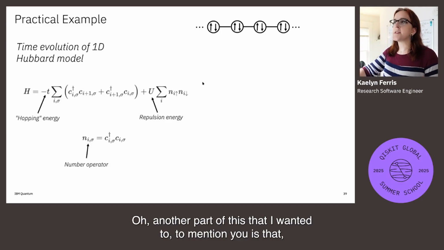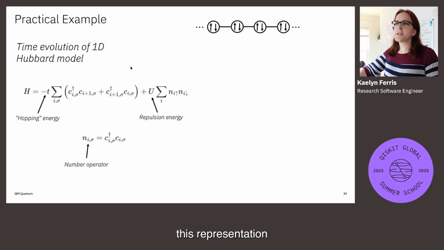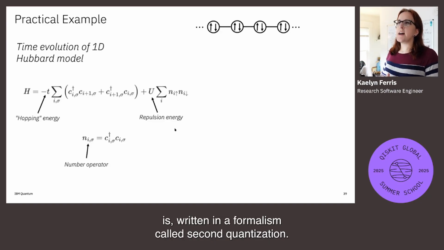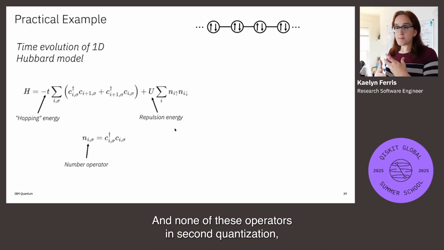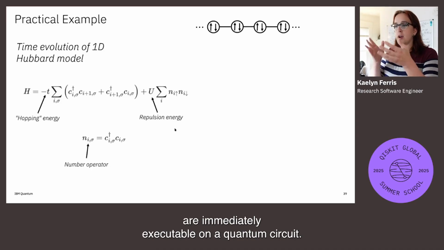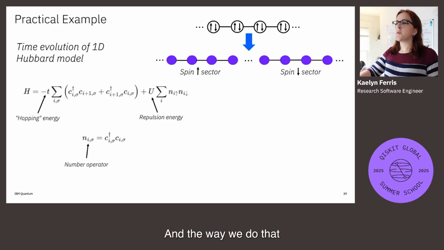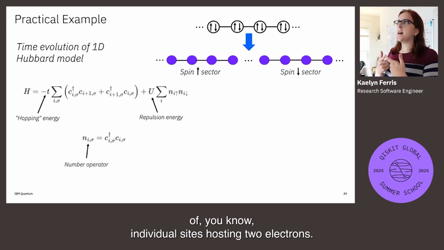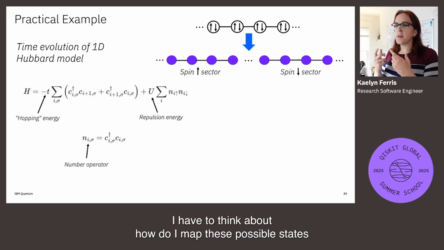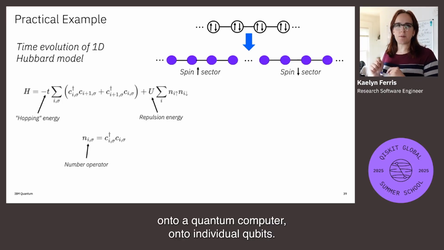Another part of this that I wanted to mention too is that this representation is written in a formalism called second quantization. And none of these operators in second quantization are immediately executable on a quantum circuit. So we have to figure out a way to map this problem, essentially. Instead of individual sites hosting 2 electrons, I have to think about how I map these possible states onto a quantum computer, onto individual qubits.